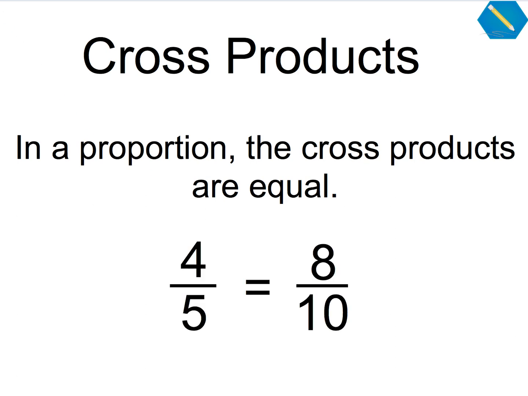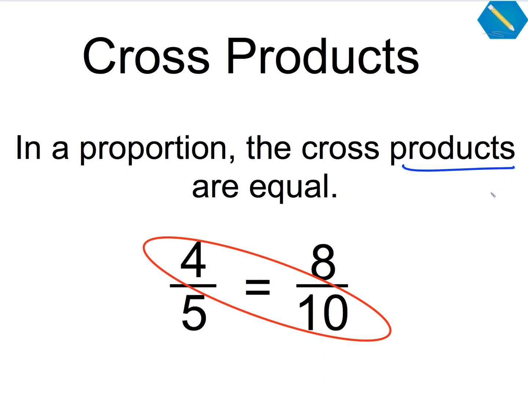Here we have 4/5 equals 8/10. So we're trying to find the cross product. First we need to look at the numbers that are across from each other. So let's focus on 4 and 10 right now. Remember that product is the answer to a multiplication problem. So we want to multiply 4 times 10, which would be 40.